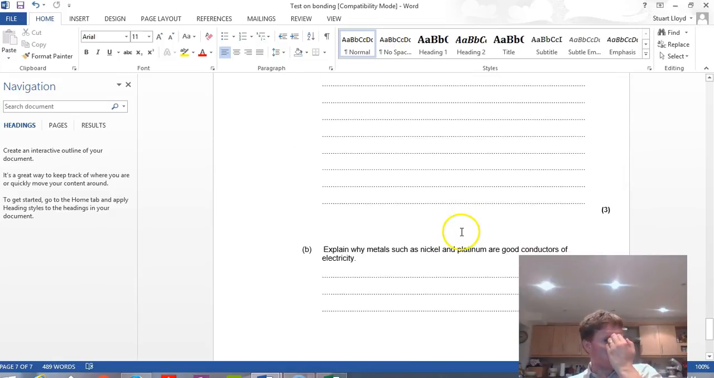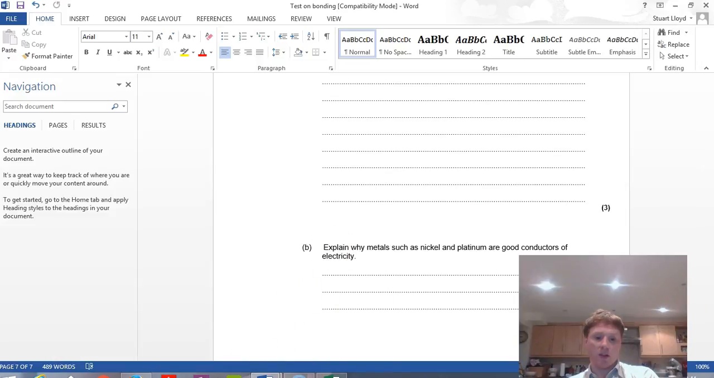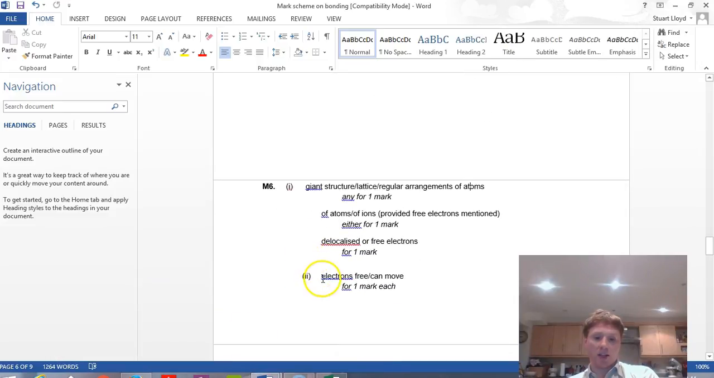The last question, why are they good conductors of electricity? 2 marks. Off you go. Why are metals good conductors of electricity? Electrons, 1 mark, are free or can move, 2nd mark. Okay, that's something interesting about chemistry exams. A single sentence can get you 2 to 4 marks.